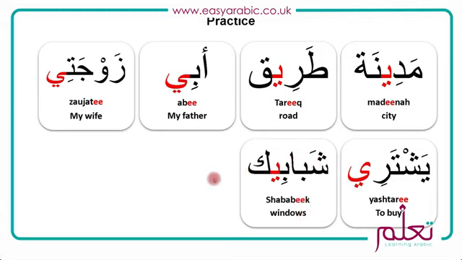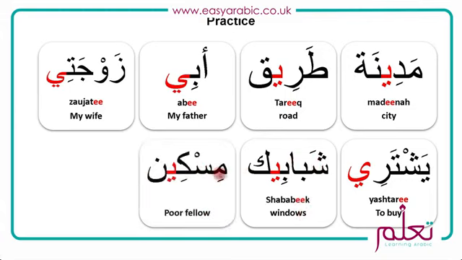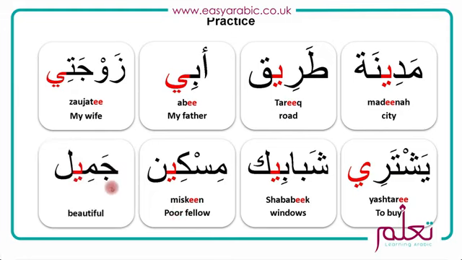Next one, we have mim with the kasra, which is mi. Seen with the sukoon is mis. Kaf with the kasra, miski, and then yin, miskeen, which is poor fellow. Next one, we have jim with the fatha, is ja. Mim with the kasra is mi, jami, and then the variant, jamil, which is beautiful.